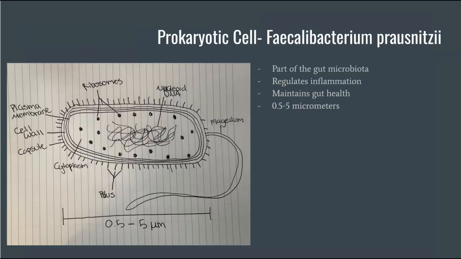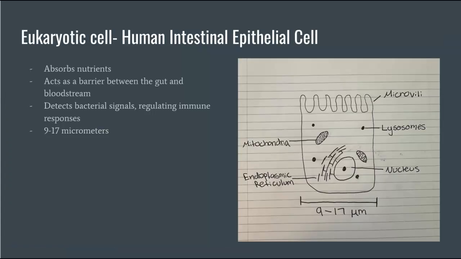So today for our prokaryotic-eukaryotic interaction, we're going to be looking at one of our gut microbiota here. And so it is the prokaryotic cell. Some things about a prokaryotic cell is it lacks membrane-bound organelles, it has a nucleoid containing DNA, it has ribosomes for protein synthesis, and it has a thick peptidoglycan cell wall. One of its most important functions is the production of short-chain fatty acids like butyrate, which help regulate inflammation and maintain gut health. For our eukaryotic cell, we're going to be looking at the human intestinal epithelial cell.